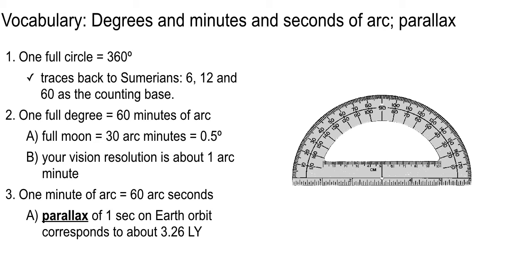Now, if we were on Jupiter's orbit, quite a bit bigger than Earth's, so here's the baseline for eyeballs, 186 million miles for Earth, for that baseline. With Jupiter's baseline, we'd be able to see way, way further out and triangulate to get parallax distances.